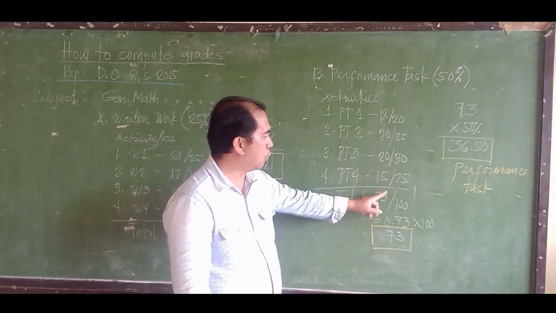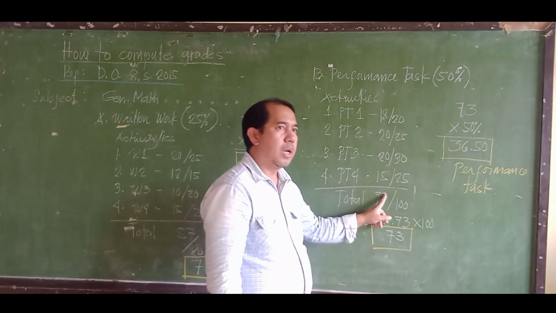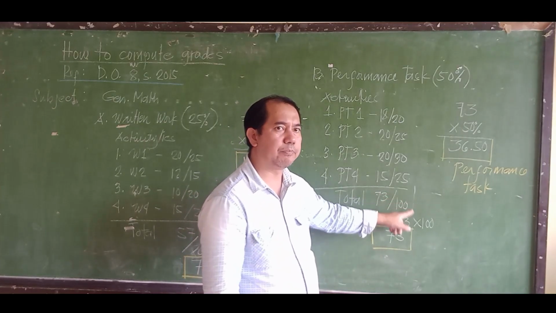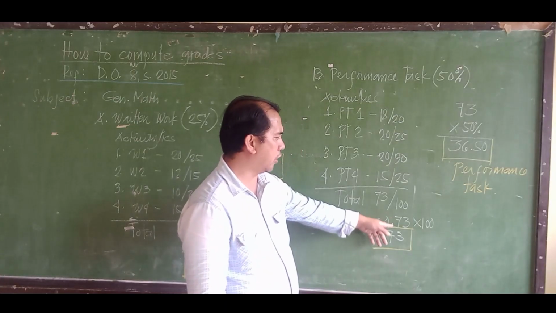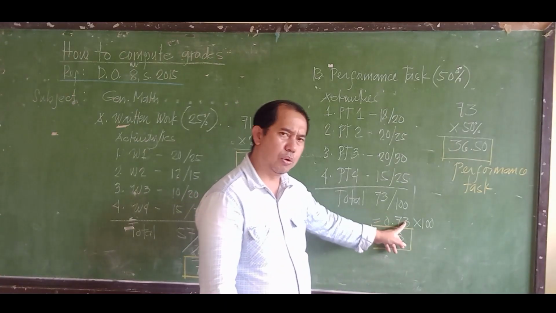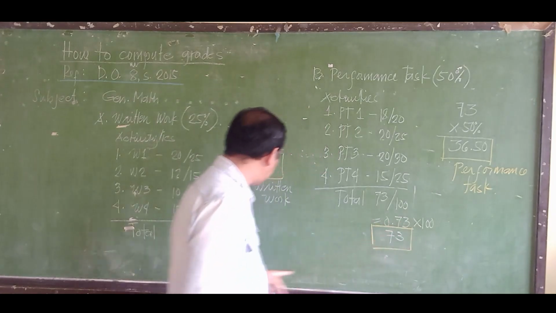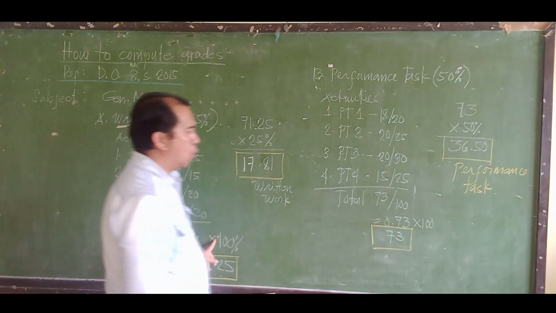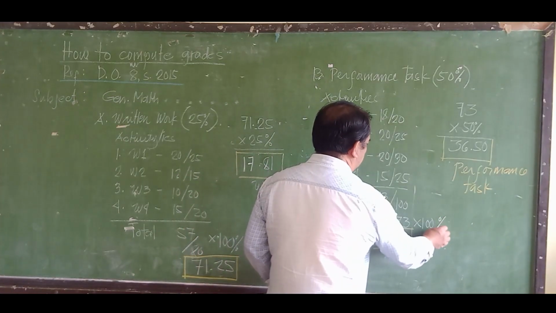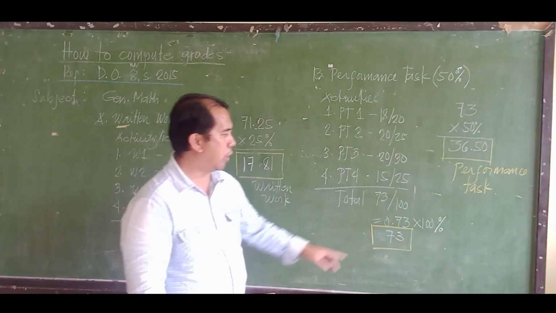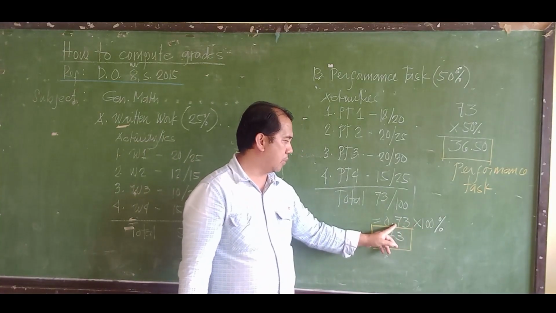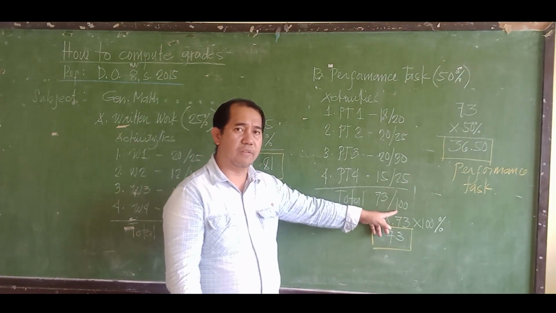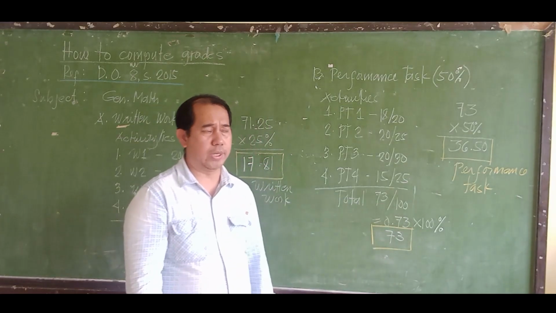Now, convert this into percent. That is the same as dividing 73 by 100. It will give you 0.73, multiplied by 100%. So 100% multiplied by 0.73 will give you just the same 73. It is because we have an exact denominator that is the same as 100.